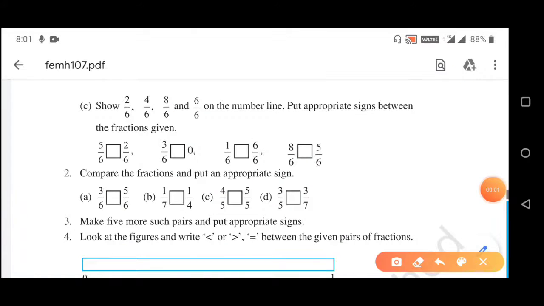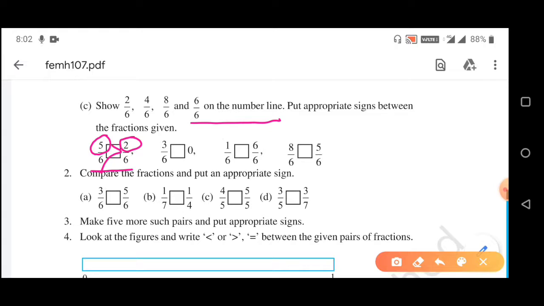Question number C, show 2 by 6, 4 by 6, 8 by 6 and 6 by 6 on a number line. You can do it yourself. I have discussed how to put fractions on a number line. Now the next one is to put appropriate signs between the given fractions. The fractions given are 5 by 6 and 2 by 6, like fractions because denominators are the same. We have to compare the numerators. Here the numerators are 5 and 2. 5 is greater than 2. That means 5 by 6 is greater than 2 by 6.